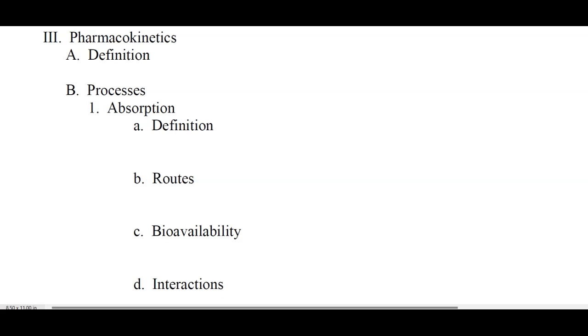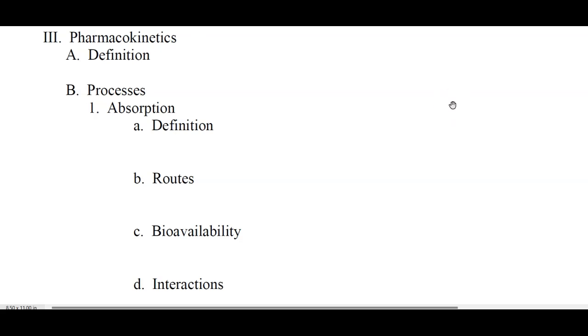Pharmacokinetics. Pharmacokinetics is the study of what happens to a drug from the time it is put into the body until the parent drug and all metabolites have left the body. Pharmacokinetics represent the drug absorption into distribution and metabolism within and excretion from the body. In pharmacokinetics, there are 4 processes that you have to know: absorption, distribution, metabolism, and excretion.